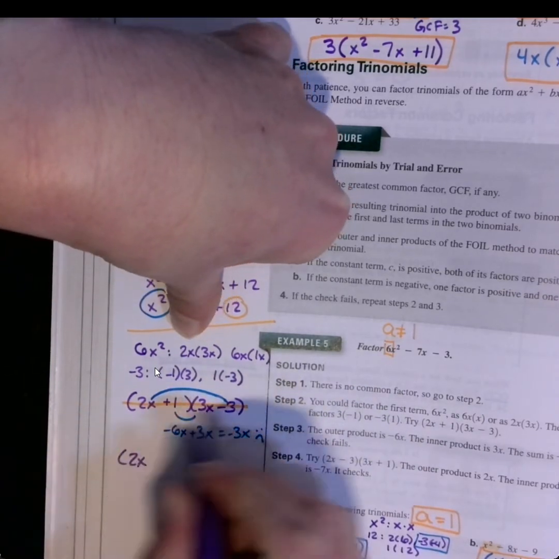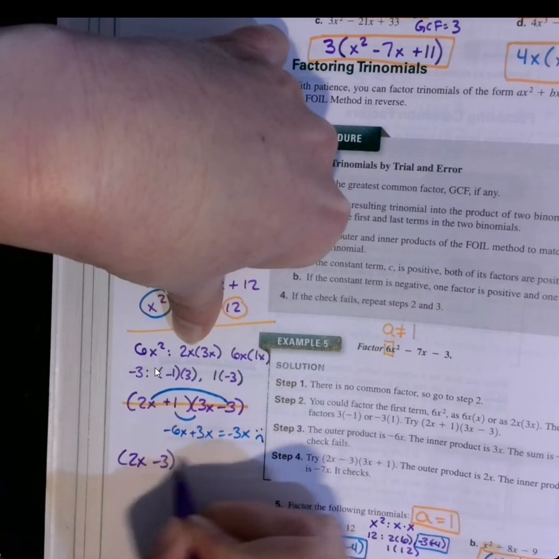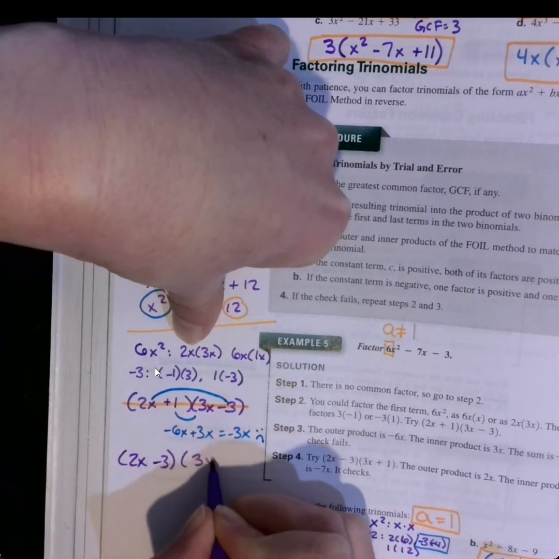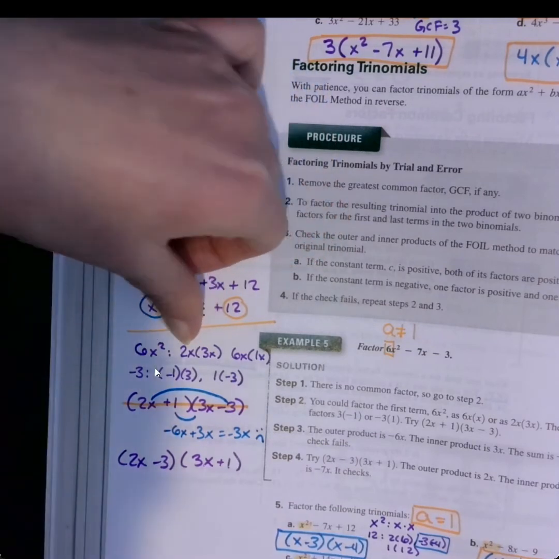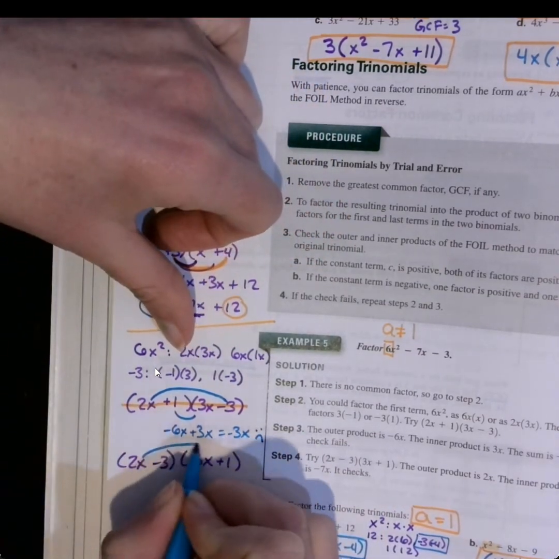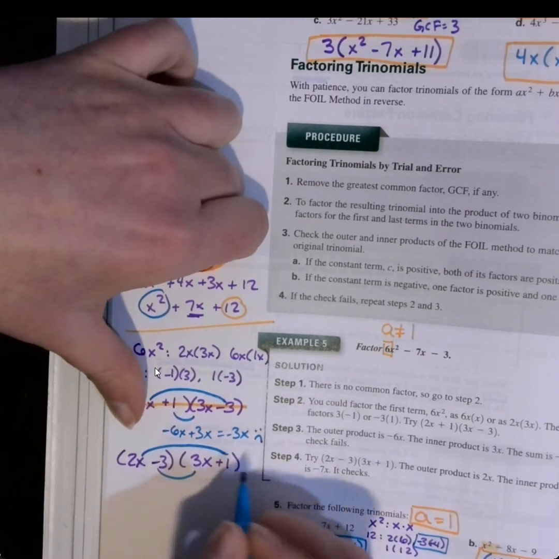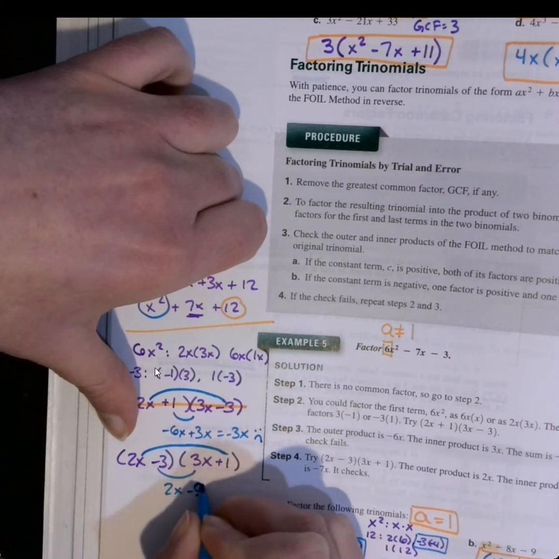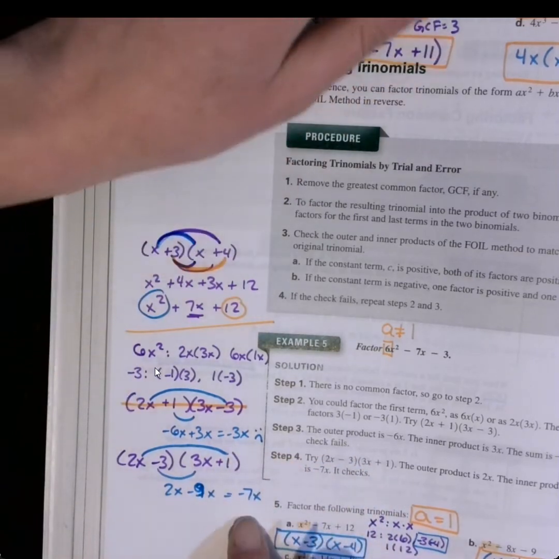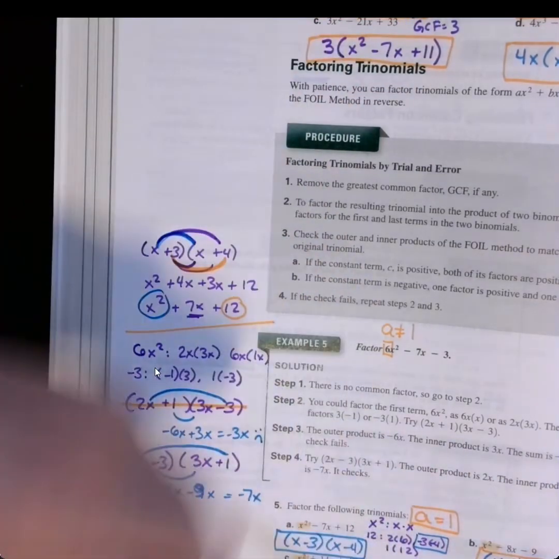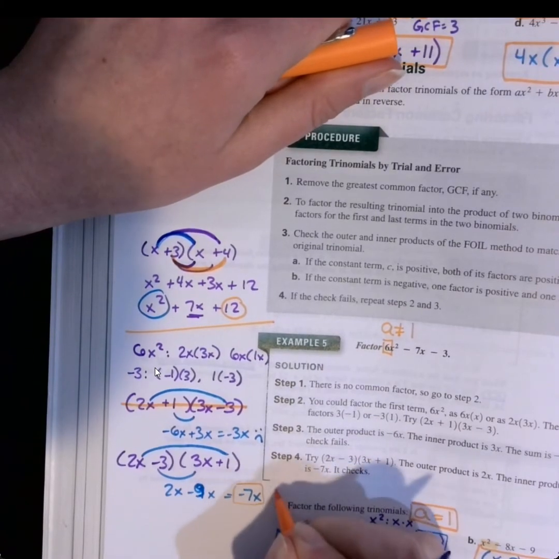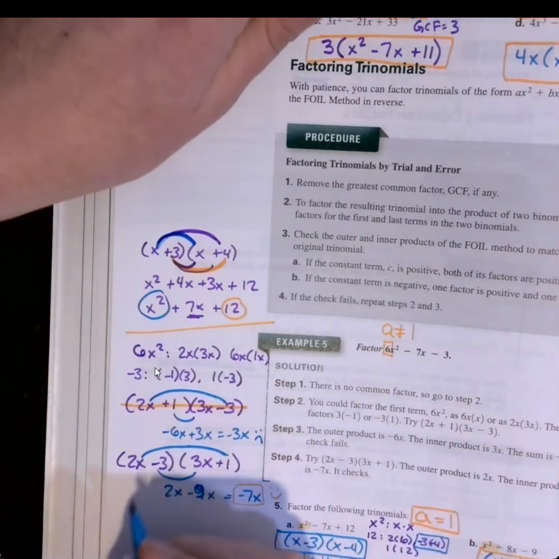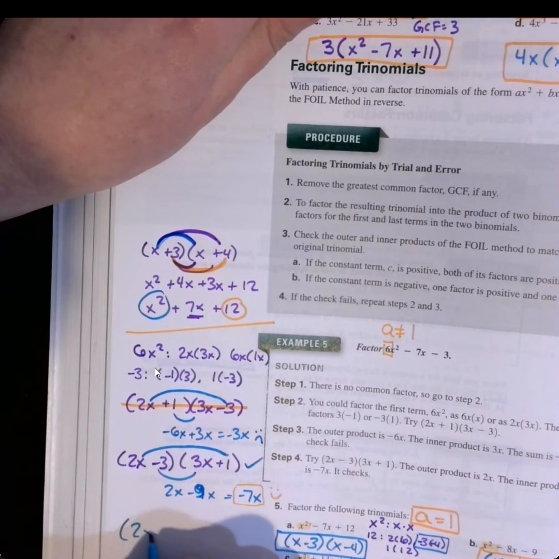So what if I paired the 2x up with the -3 and I paired the 3x up with the +1? Does it work in that order? Let's find out. Check your mixed products here. 2x times 1, that's 2x, minus 3 times 3 is 9x. That gives me -7x. -7x is what we want. Remember, we want to get -7x there in the middle. So that means that this is the correct answer. So our answer here is 2x minus 3 times 3x plus 1.